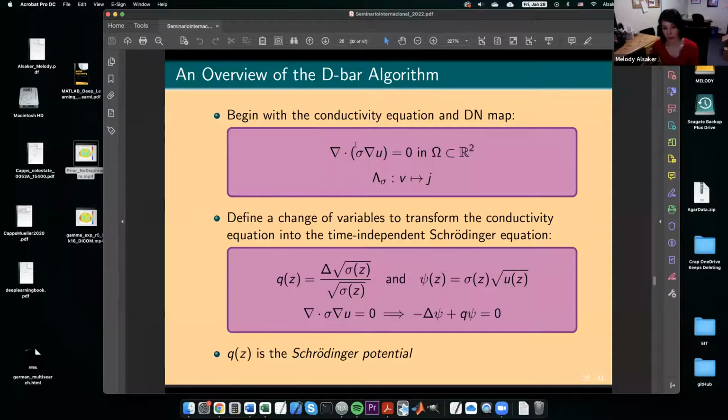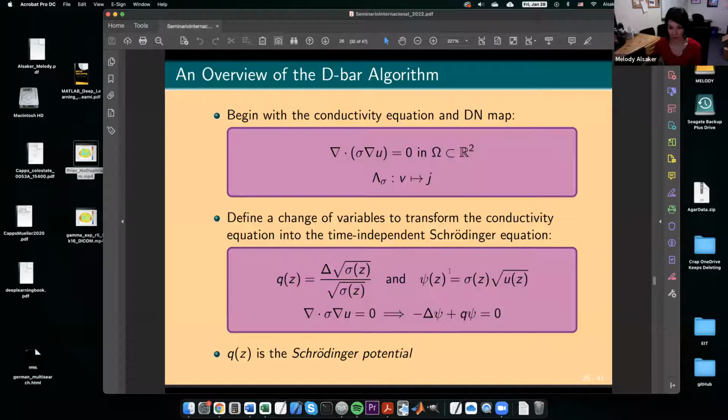We're going to begin with the conductivity equation and of course our measured data, which is stored in the DN map. And we define a change of variables which transforms the conductivity equation into the time-independent Schrodinger equation. So here's our change of variables. This is a Laplacian, so it's like a second derivative operator there. And so this transforms the conductivity equation into the Schrodinger equation. Yeah, like that Schrodinger equation from quantum mechanics. That's what we're working with now. So via this change of variables, we've changed an electrostatics problem into a quantum mechanics problem.